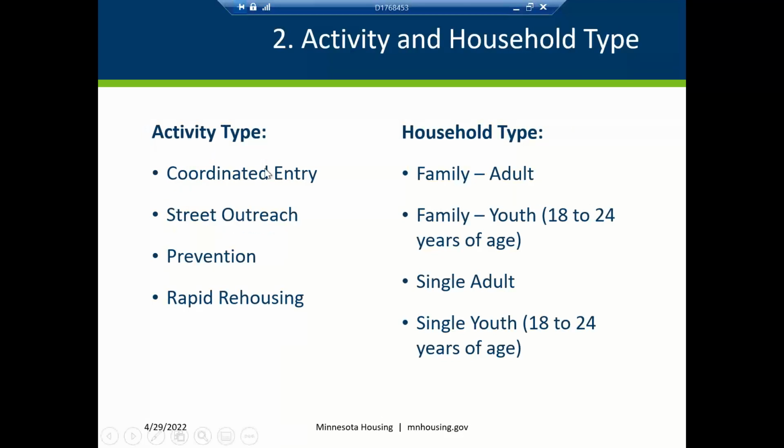And then we have 4 activity types and 4 household types. The activities are coordinated entry, street outreach, prevention, and rapid rehousing, as I mentioned. And then here are those household types again. Again, this definitely covers all populations, but we do break out the households by types. We typically see this in intake forms, but it's not always there. If we can't find what type of activity or household type from the intake form, then we usually look at the HMIS form, because the HMIS form does include the breakout of this.